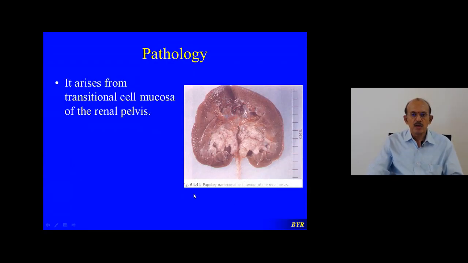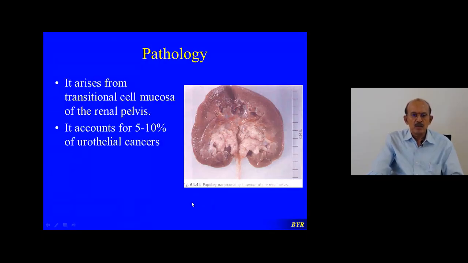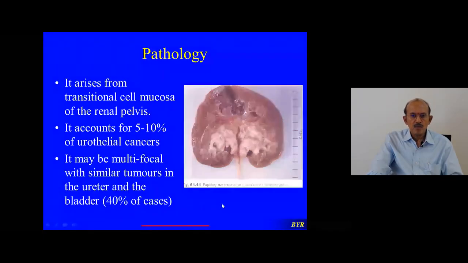The pathology of transitional cell carcinoma. It arises from the transitional mucosa of the renal pelvis. It accounts for 5 to 10% of urothelial cancers. It may be multifocal with similar tumors in the ureter and the bladder. So the pelvic tumors may be associated with ureter tumors and the bladder tumors. So this is there in about 40% of the cases.